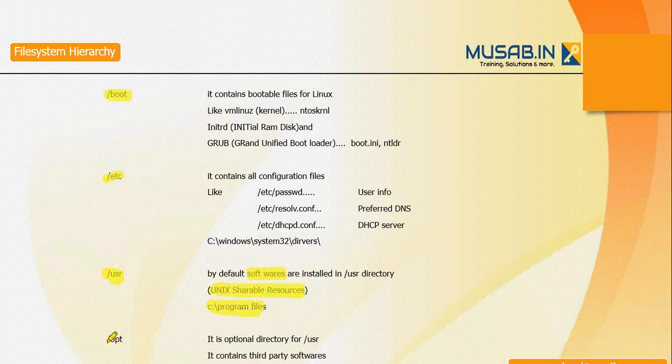Then guys, you've got something called opt. opt stands for optional directory. Guys, you have basically two types of software. One is vendor based software, like Windows operating system is a Windows kind of product.